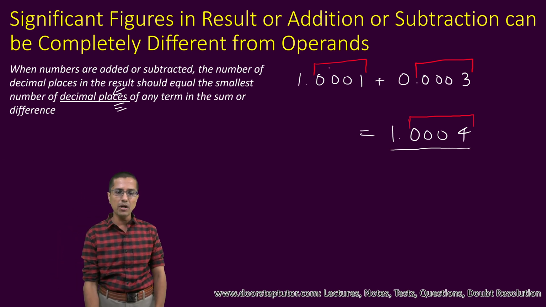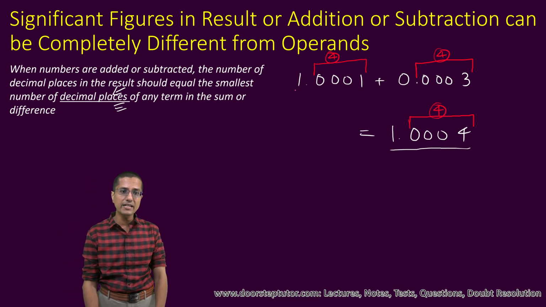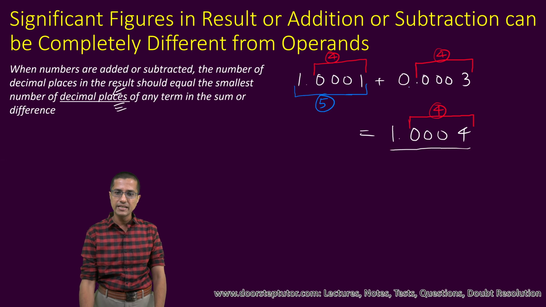So in this problem, my first operand has 4 decimal places. The second operand also has 4 decimal places. So my final answer would take on 4 decimal places. If you look at the significant figures, what has happened there? Let's just do this. So this has 5 significant figures. This operand right here has 1 significant figure, but my final answer has 5 significant figures.